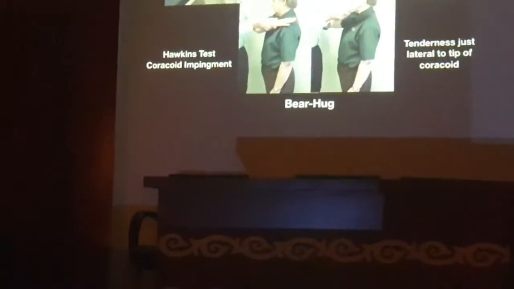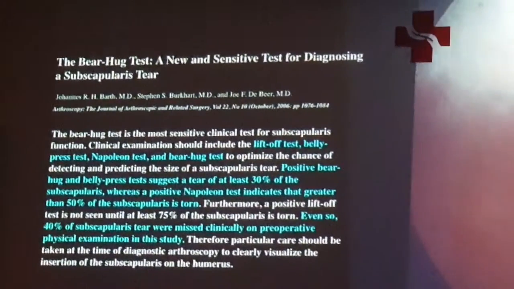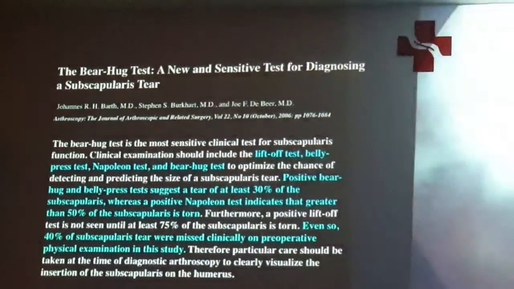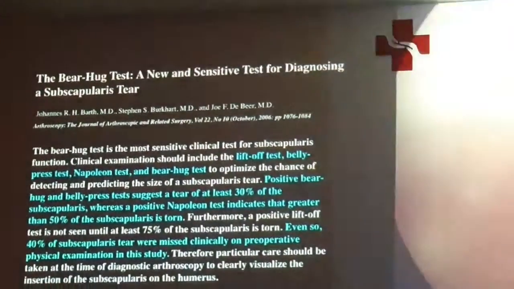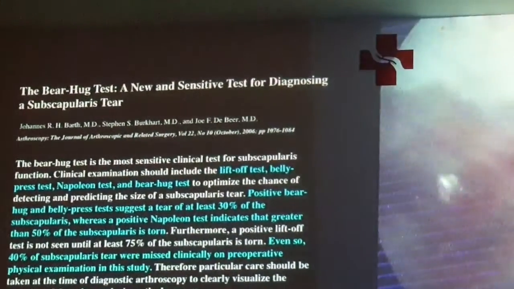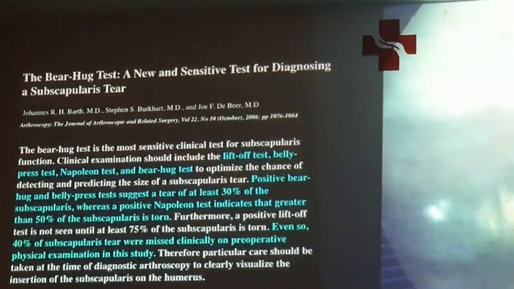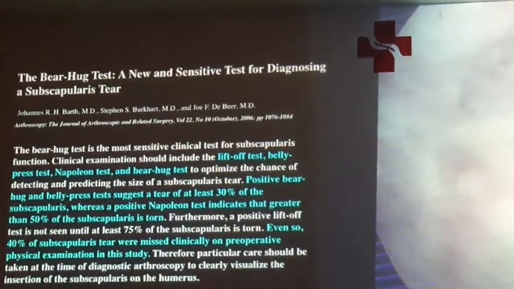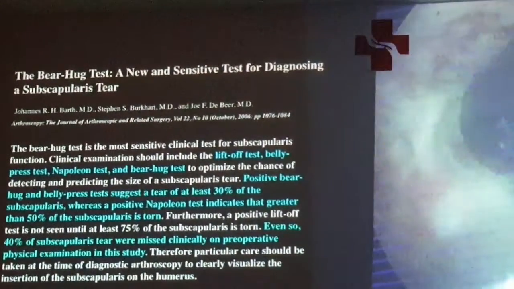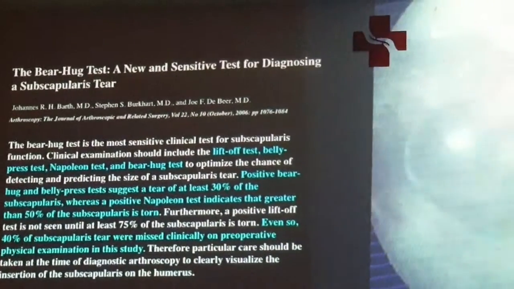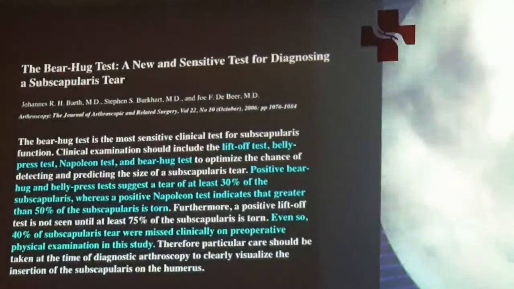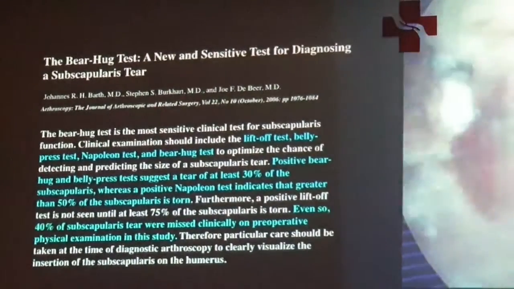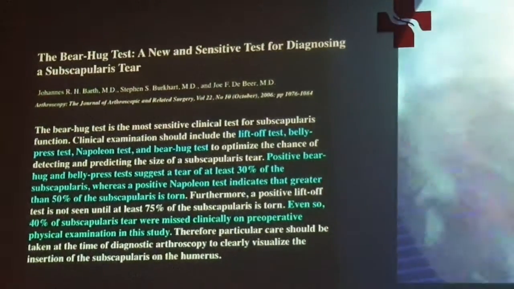And then the bear hug test is more sensitive to identify them. So it's a combination of all the tests. If you ask me which test is more specific, I think we should do all. Lift off test, belly press, Napoleon, bear hug test, then you will come to know, yeah, if most of the two tests are positive, that means you are dealing with the involved tendon. Because still clinically 40% can be missed. So it's an amalgamation of all the four tests, and it hardly takes a minute to do all the four tests.